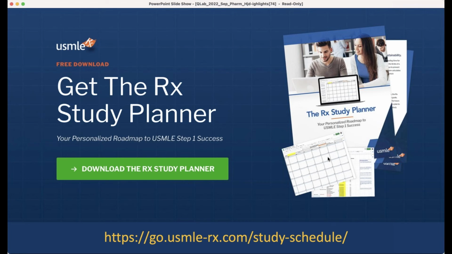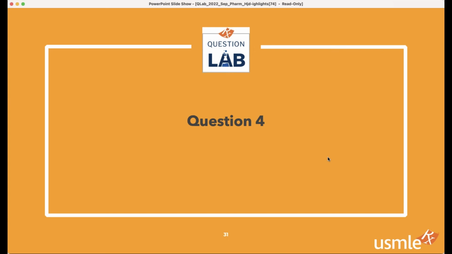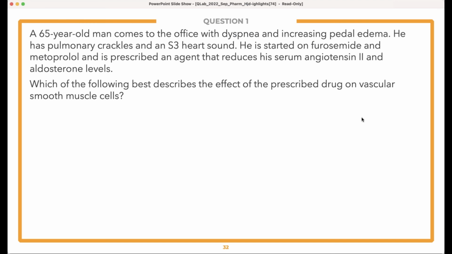And with that, let's go ahead and pose question number 4. This is the final question of the night. It's a short one, so let's see if we can close on a high note. Answer choices are covered up, again, by design, and we'll read that lead-in first. Which of the following best describes the effect of the prescribed drug on vascular smooth muscle cells? Think about what kind of information you're going to be looking for from the vignette as we read.